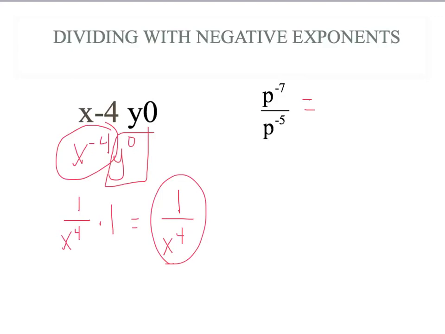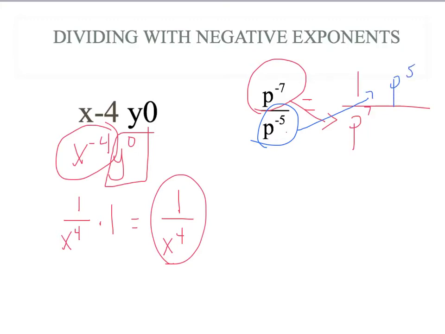Here, in order to make this positive, I need to bring it to the denominator. So I'm going to make it 1 over p to the 7th. Brought it down. And now I want to make this here, p to the negative 5, positive. So I'm going to bring it up. It's just like the reciprocal. I'm multiplying by 1 here just to show you what it truly means, but really all we're doing is flipping it. So now I have p to the 5th over p to the 7th. That's the first step, to get your exponents positive.